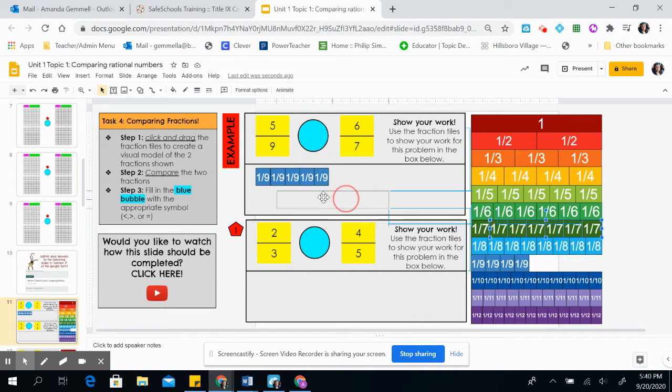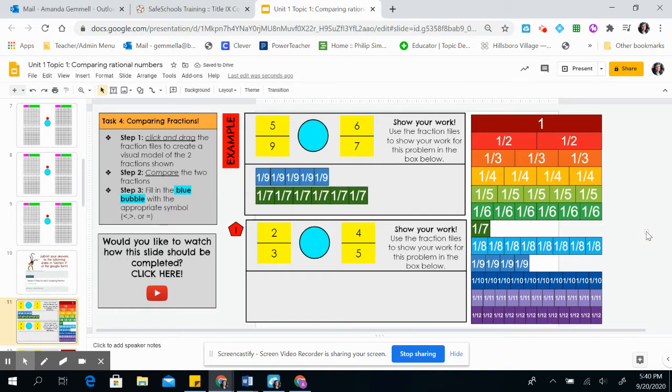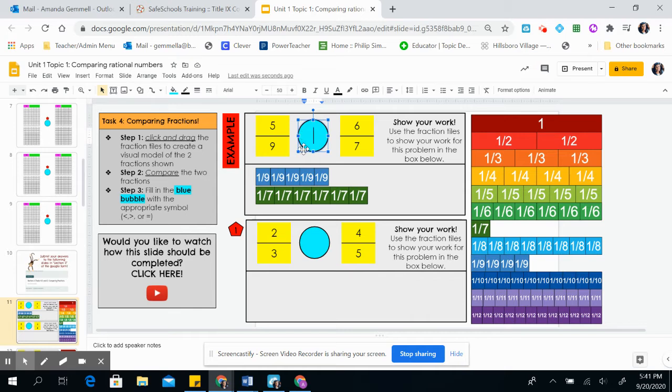Now click and drag. Now the important thing is you want them to line up at the ends. That way you can compare them accurately. So I'm going to line this up as best as I can. Okay, so just looking at the bar visually, you can see that 6/7 is longer than 5/9. So 6/7 is greater than 5/9, or you could say 5/9 is less than 6/7. So in the bubble, it says 5/9 is less than 6/7.